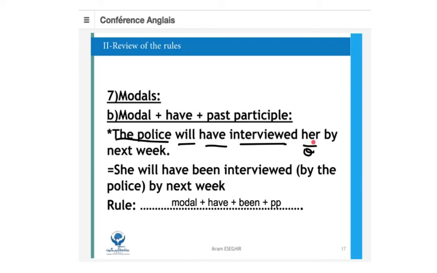So the object pronoun becomes the subject pronoun. She will have, and I add been, as you see in the rule. Will, modal, plus have, plus been. And the past participle of the verb interview is interviewed. So she will have been interviewed by the police by next week.